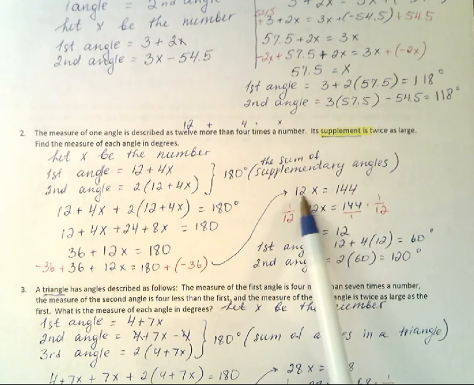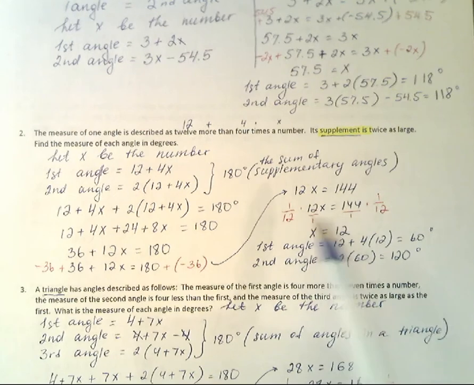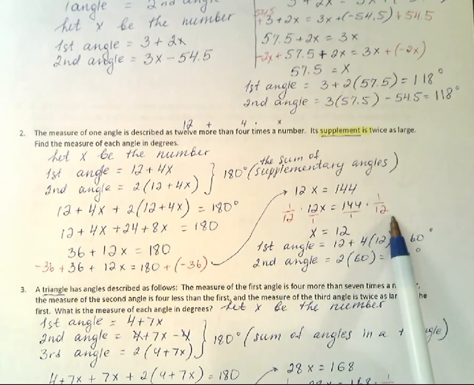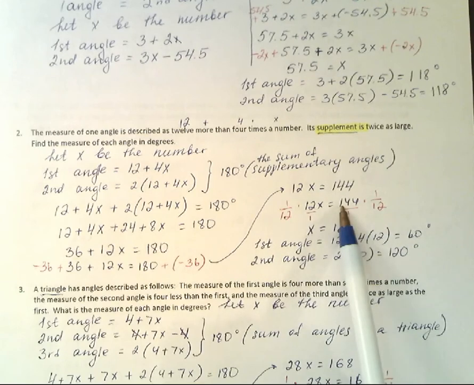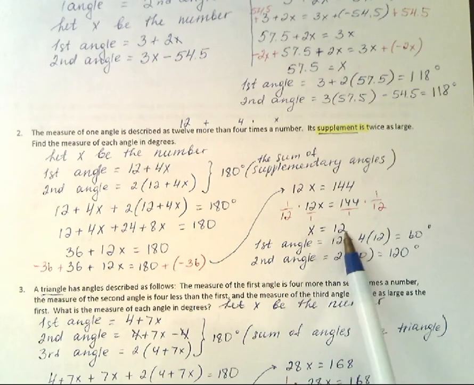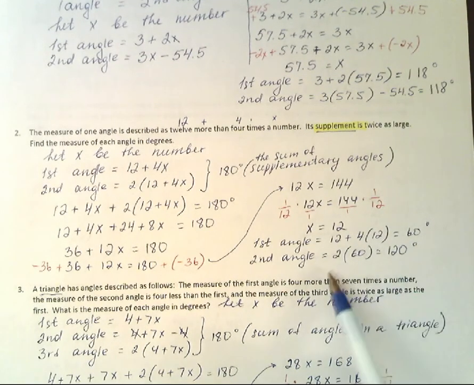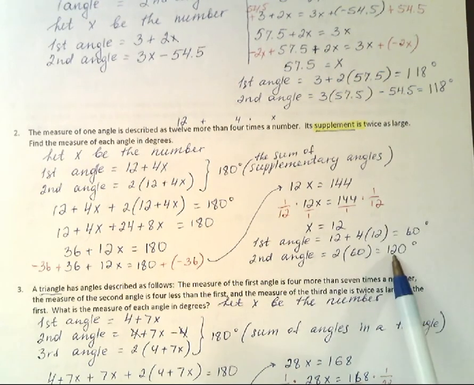You would multiply 12 by its reciprocal, 1/12, to be able to simplify those. You do the same thing to the other side of the equation. When you simplify 144 and 12, you will get 12. X equals 12. X is the number. So the first angle will be 12 plus 4 times 12, and that is 60. The second angle, twice as much, makes 120. Now if you combine these together, you will see in fact that these make 180 degrees together.